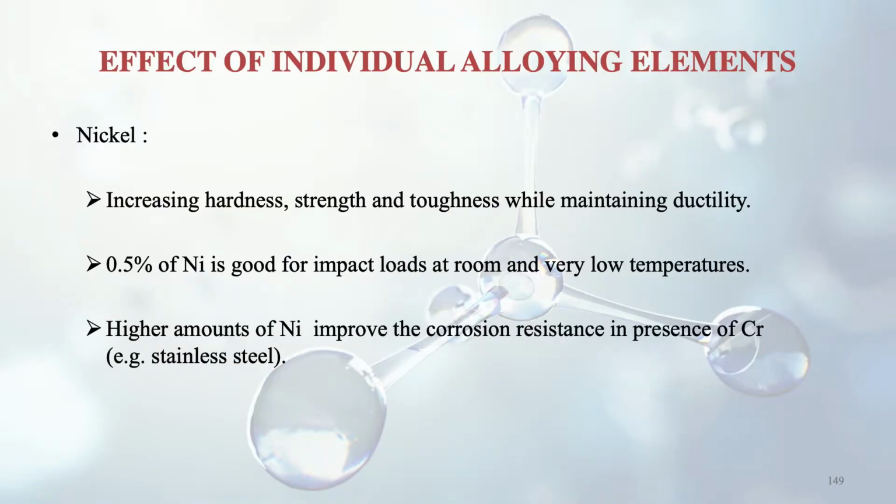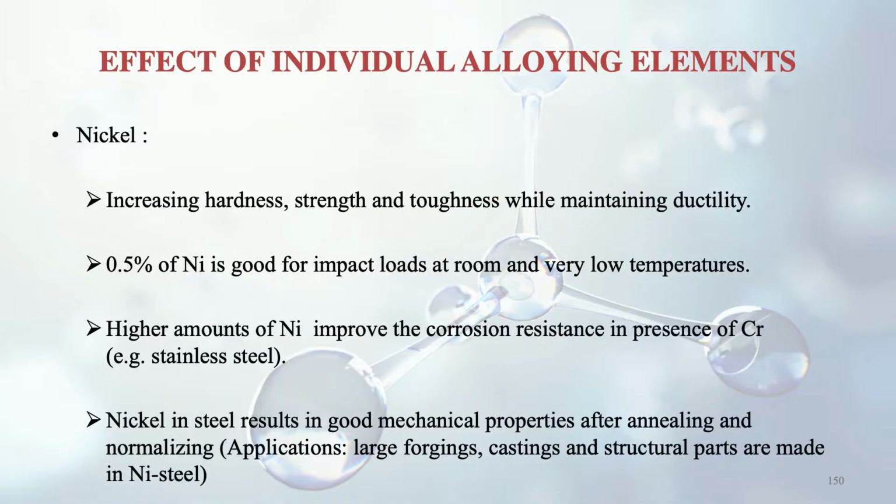Higher amounts of nickel will improve the corrosion resistance also, but in the presence of chromium. So when we want to reduce corrosion while adding nickel, we need chromium also. It acts like its brother. For example, in stainless steel.